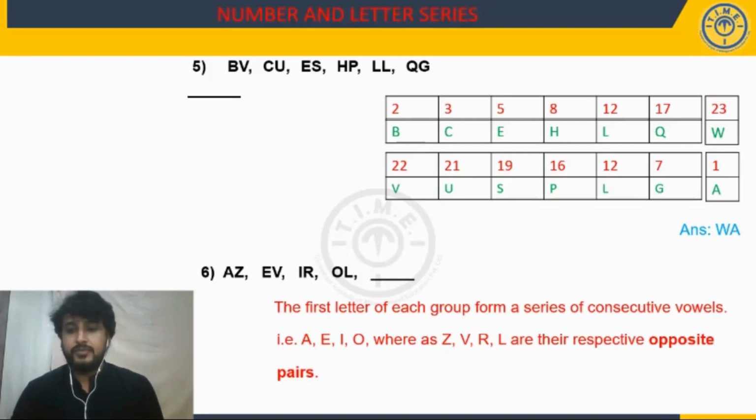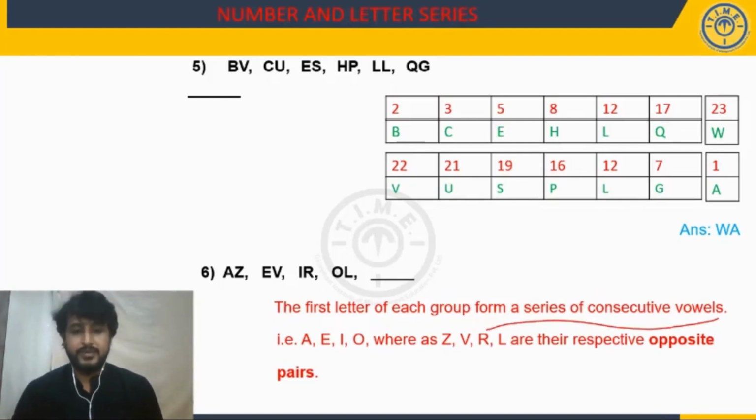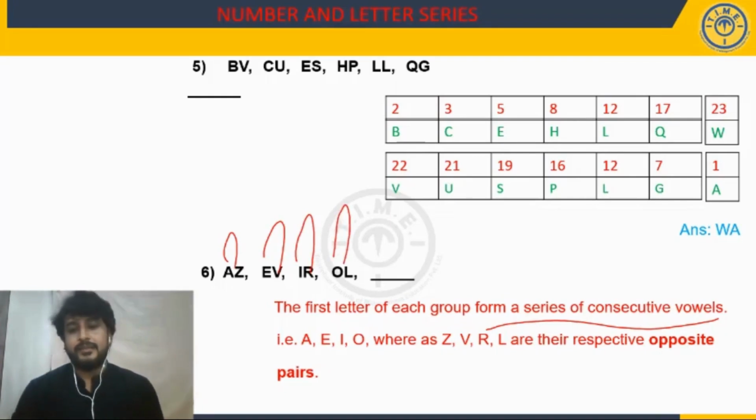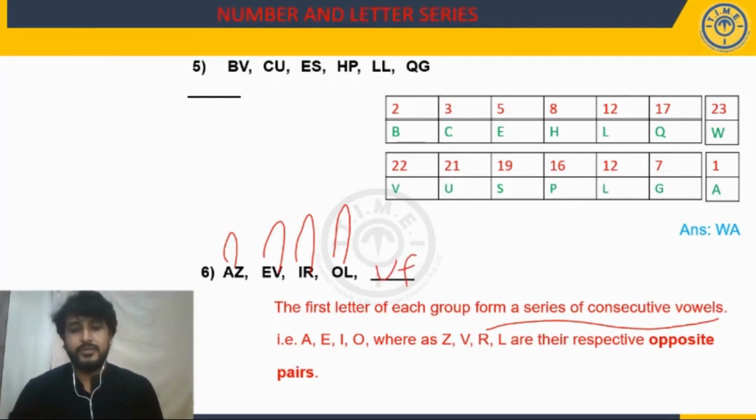The first letter of each group forms a series of consecutive vowels. That is A, E, I, O, U. Whereas Z, V, R, L are the respective opposite pairs. A's opposite is Z, E's opposite is V, I's opposite is R, O's opposite is L. So what will come here? A, E, I, O, U, and U's opposite is F. So our required answer is U, F.